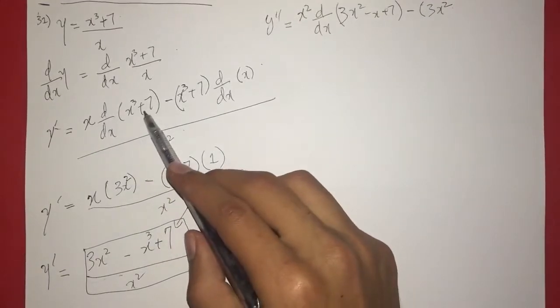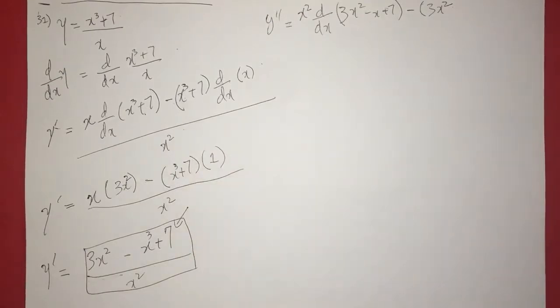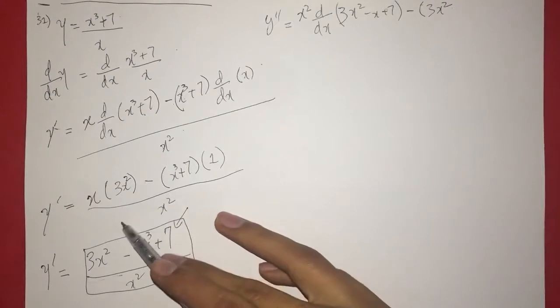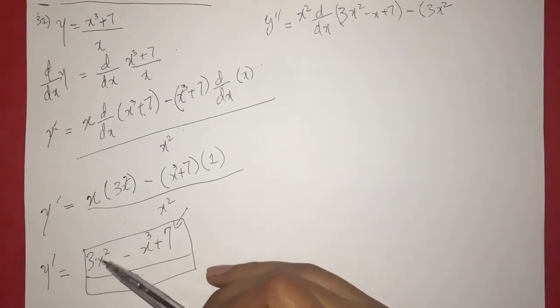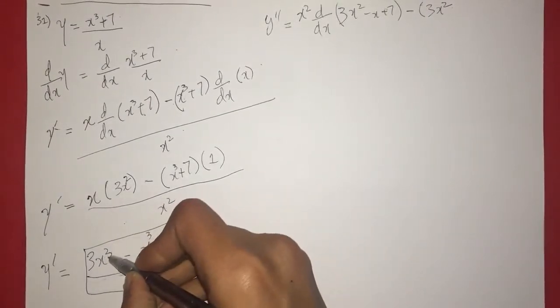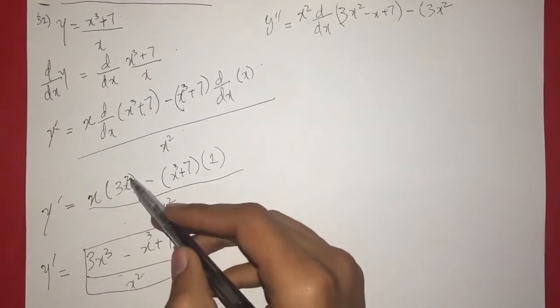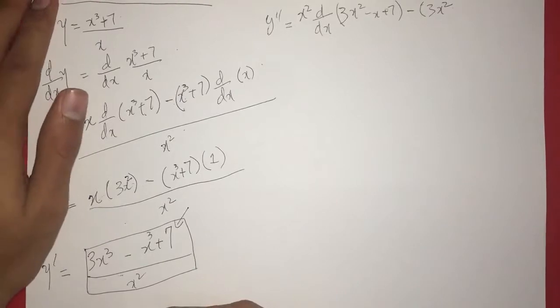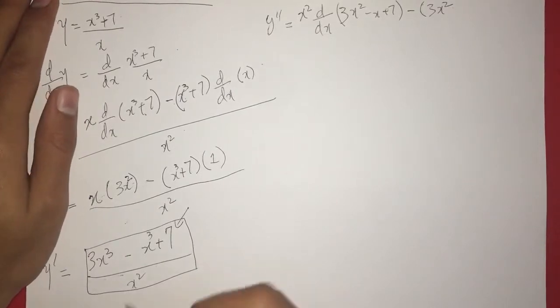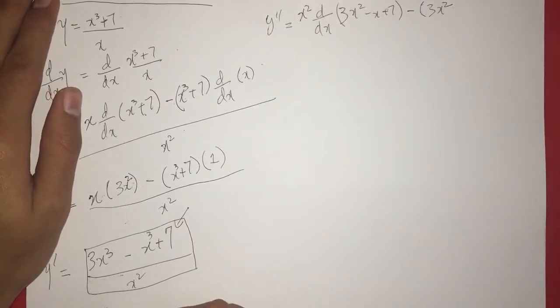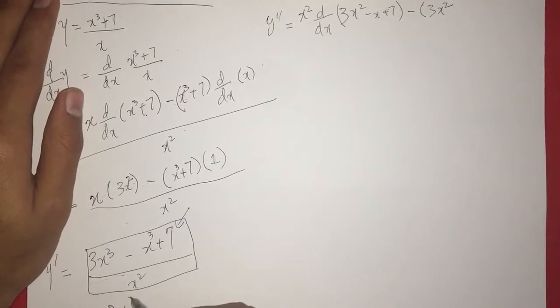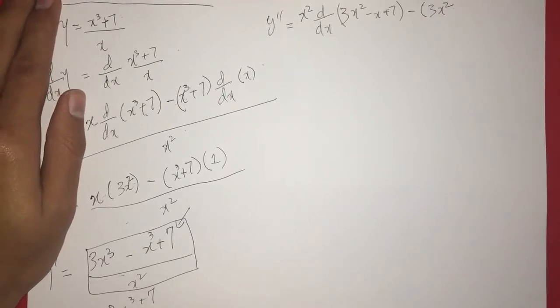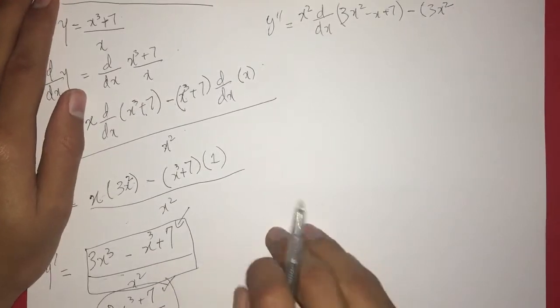So the derivative of minus x cubed plus 7 is times 1, and this is 3x squared, so this will be 3x cubed minus x cubed plus 7, because it's x and x squared. So the derivative of y is equal to 3x cubed minus x cubed, which is 2x cubed plus 7, divided by x squared. That is the derivative of the function.